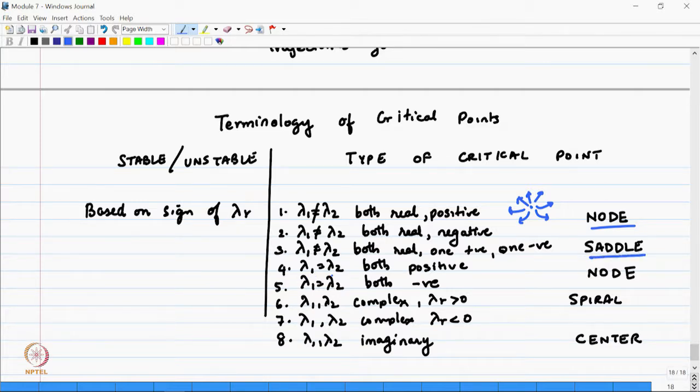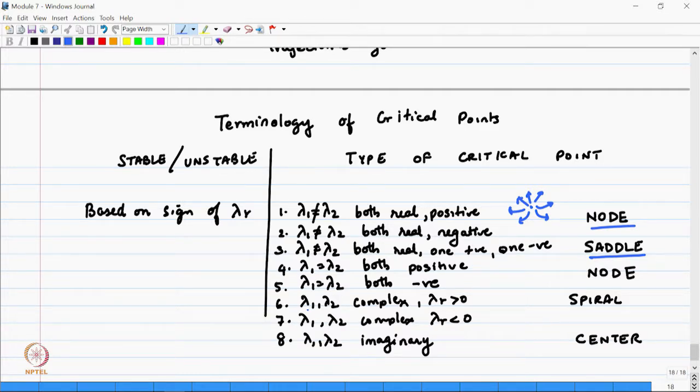If lambda 1 is equal to lambda 2 and both are positive, or if lambda 1 is equal to lambda 2 and both are negative, in both these cases you get a node, and it is actually a slightly different kind of node. This is what is called a proper node. But again, it can be either stable or unstable. If both are negative, it will be stable, and in the other case it will be unstable.